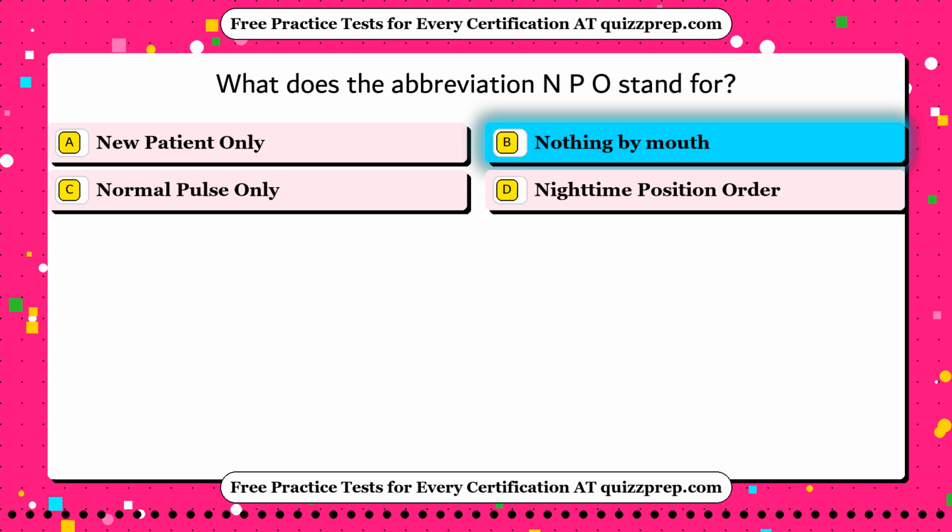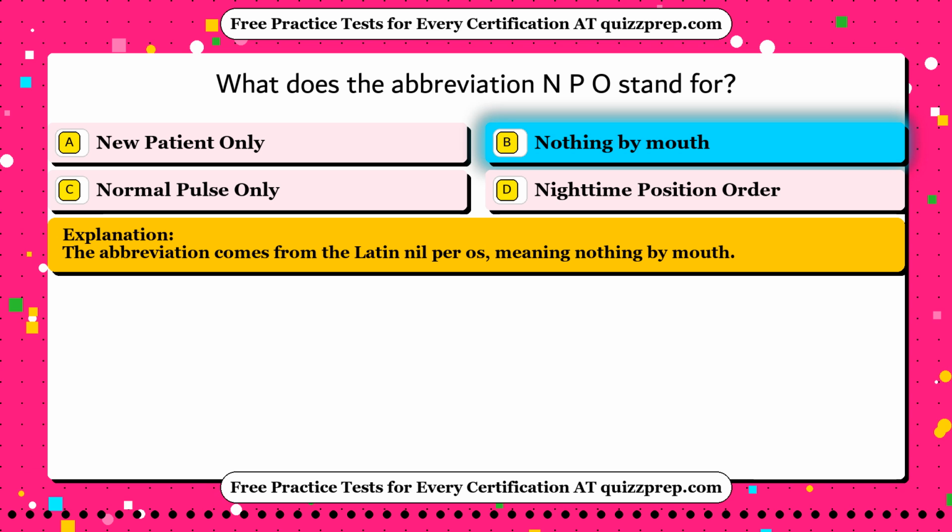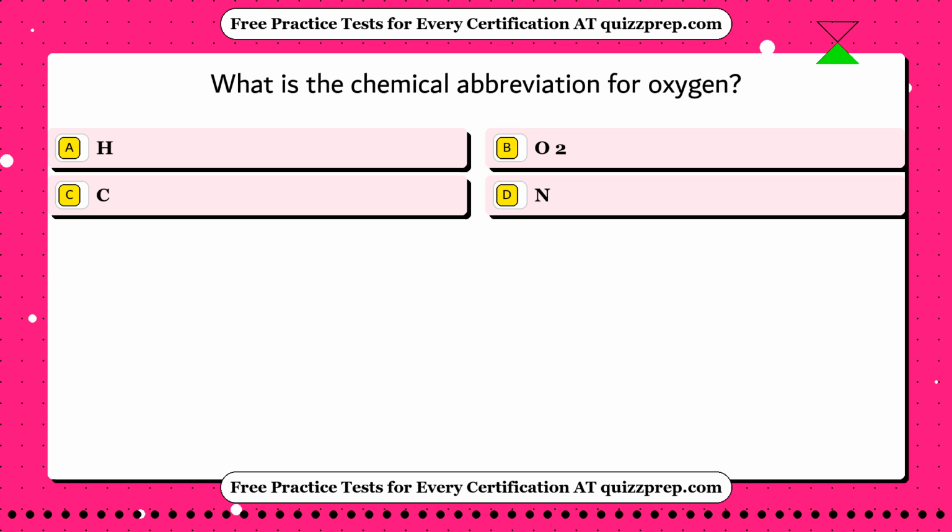The correct answer is option B, nothing by mouth. The abbreviation comes from the Latin nil per os, meaning nothing by mouth. Question 79. What is the chemical abbreviation for oxygen? Option A, H. Option B, O2. Option C, C. Option D, N.